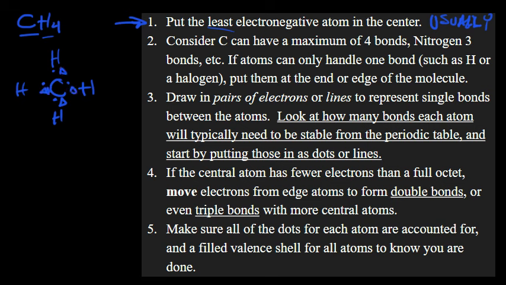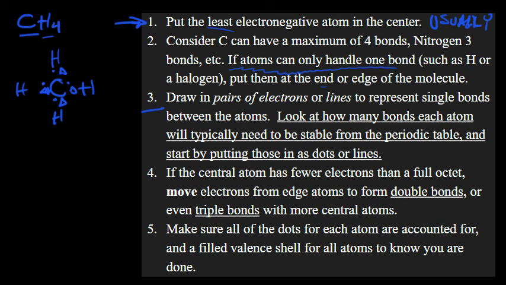And so if we draw something like that, each of these atoms is now stable. And that's what we're doing also over here. If atoms can only handle 1 bond, such as hydrogen or a halogen, put them at the end or the edge of the molecule. We don't want them to have a central role, since they can only have 1 bond. Alright, so let's go ahead and continue with 3. Step 3 says draw in pairs of electrons or lines to represent single bonds between the atoms. Look at how many bonds each atom typically will need to be stable from the periodic table, and start by putting those in as dots or lines.